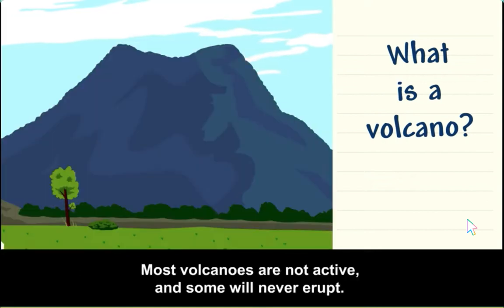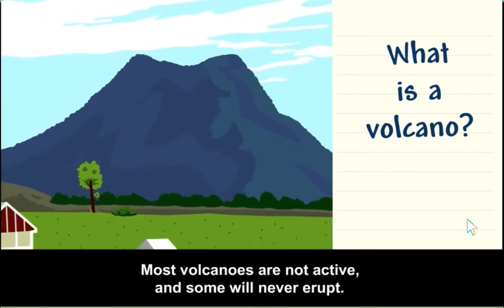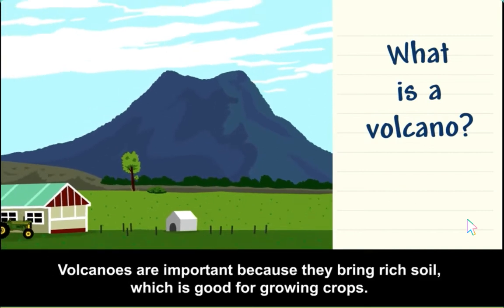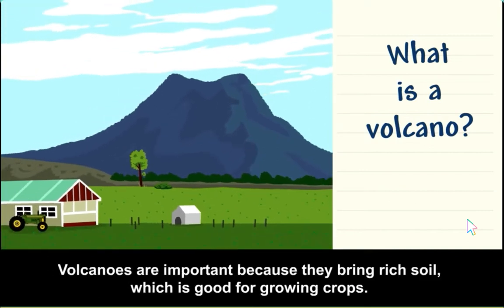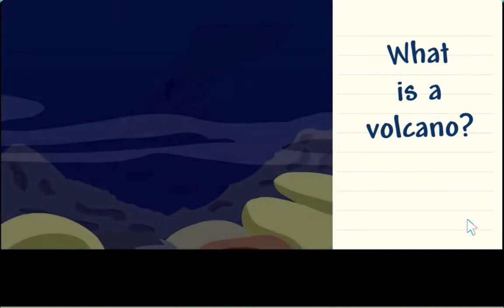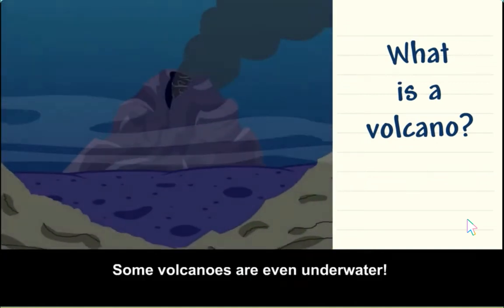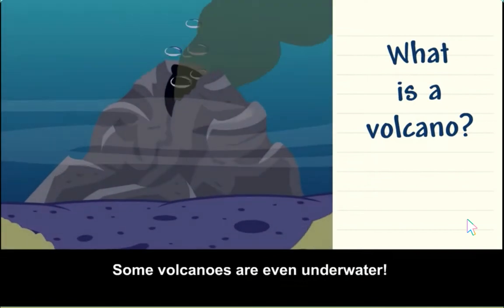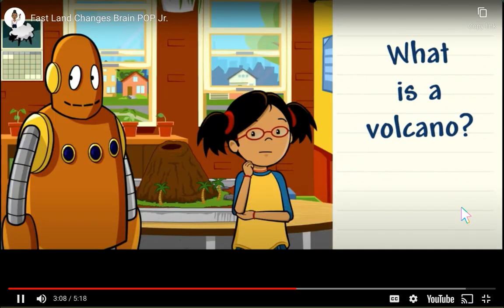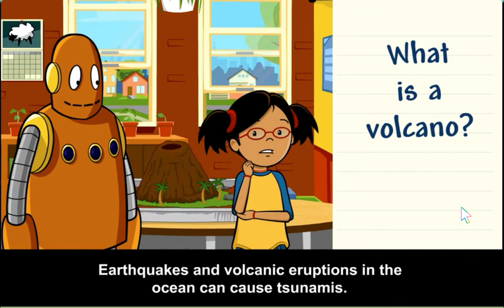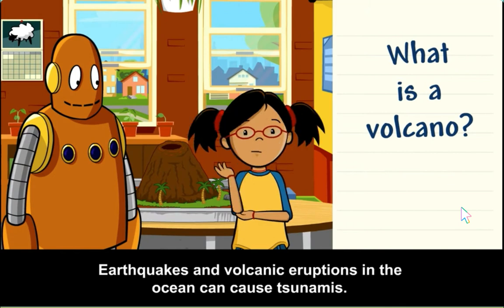Most volcanoes are not active, and some will never erupt. Volcanoes are important because they bring rich soil, which is good for growing crops. Some volcanoes are even underwater. Earthquakes and volcanic eruptions in the ocean can cause tsunamis.